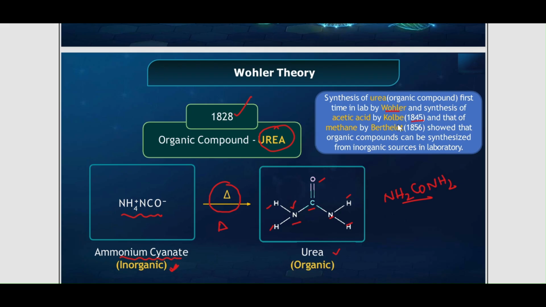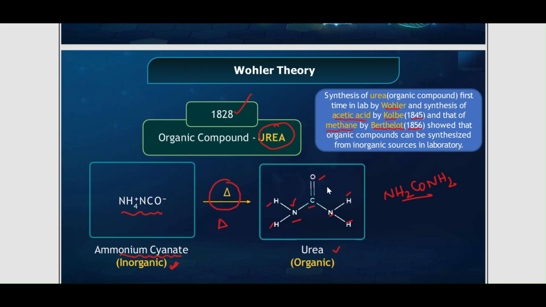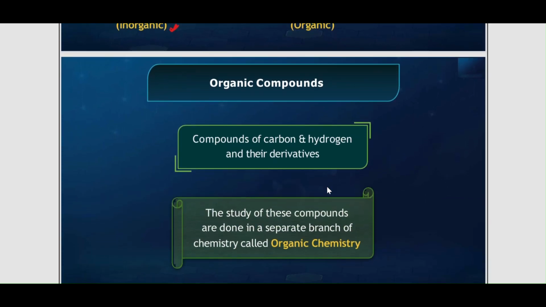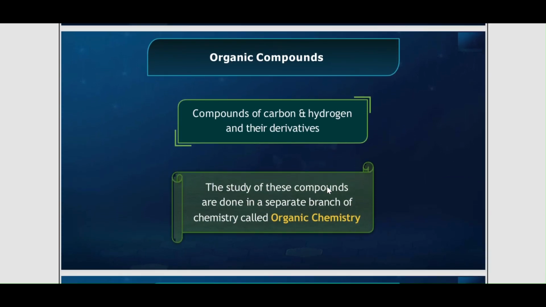In 1845, the scientist Kolbe synthesized acetic acid. Similarly, the scientist Berthelot in 1856 synthesized methane gas from inorganic sources. Now we will discuss the organic compounds.